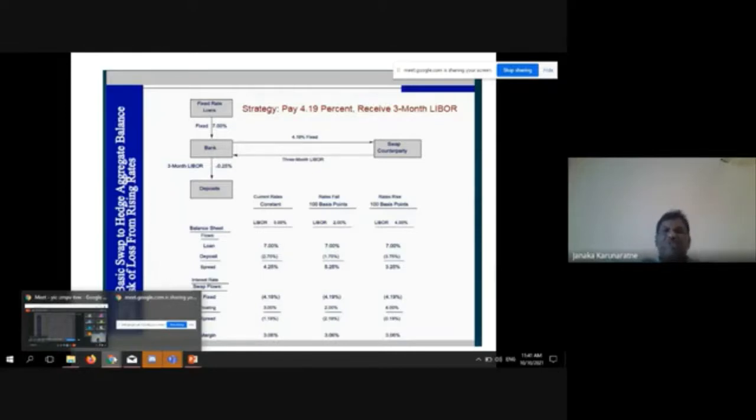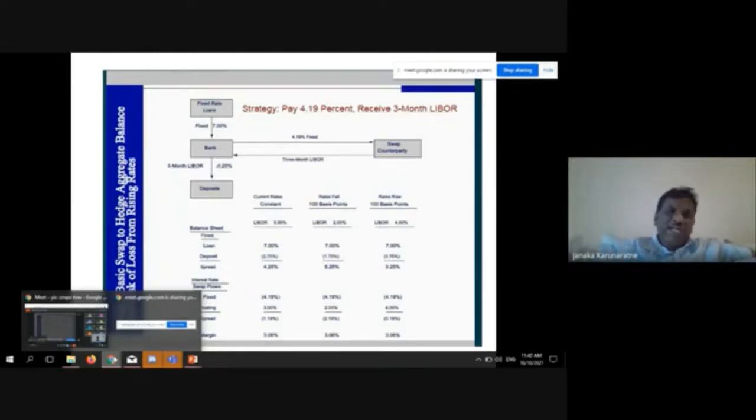How should you structure a swap when you have such a scenario? Now you have identified the risk. How do you structure a swap? If you can find a swap counterparty who can give you 3 months LIBOR related interest rate cash flow, you are comfortable, because you receive LIBOR, 3 months LIBOR, and you pay LIBOR.